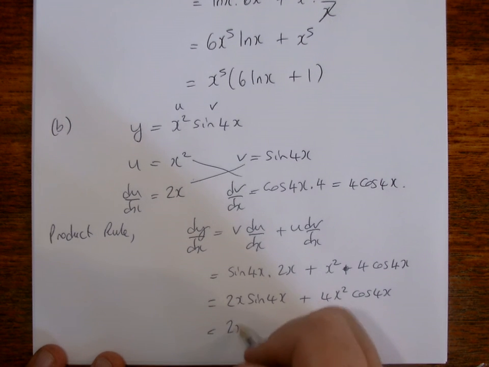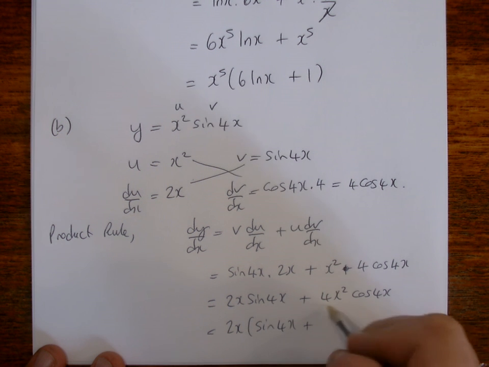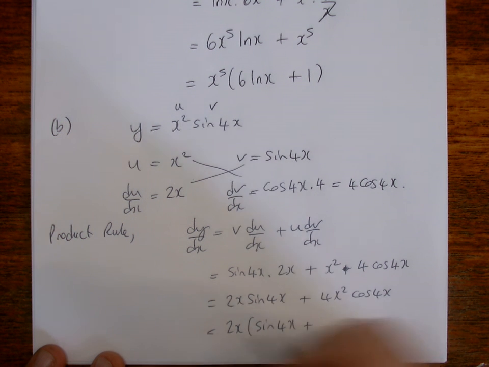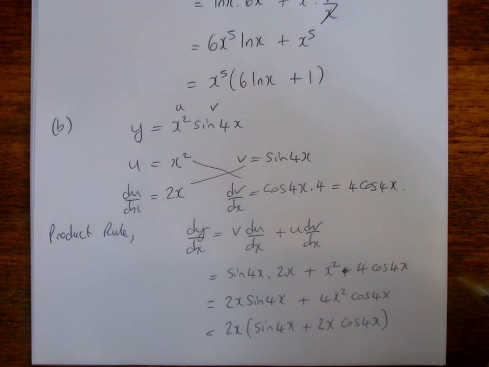And we could in this case factorize out 2x, couldn't we? 2x is a common factor, so times it by sine 4x, plus then to get 4x squared from 2x, you've got to times it by 2x. So that's it fully factorized.